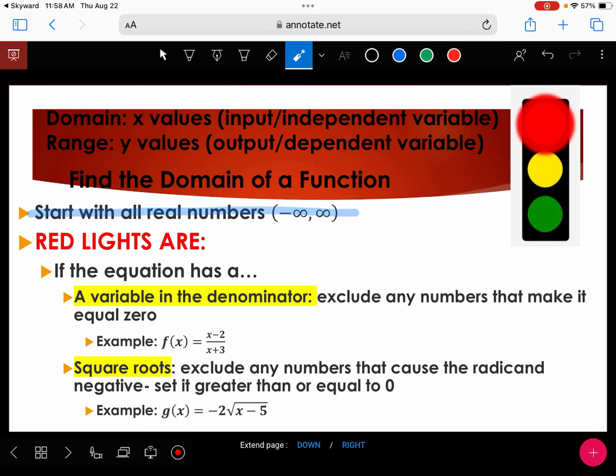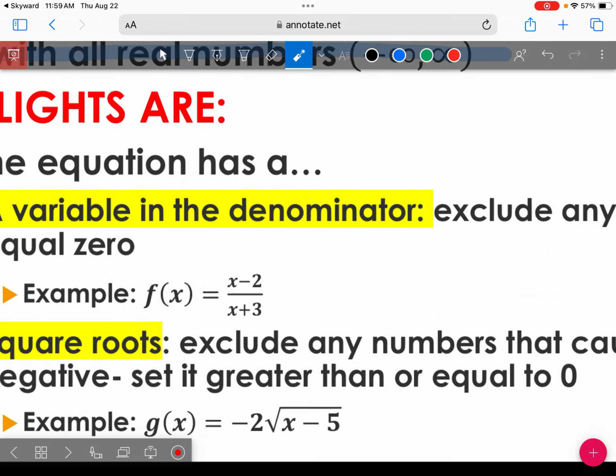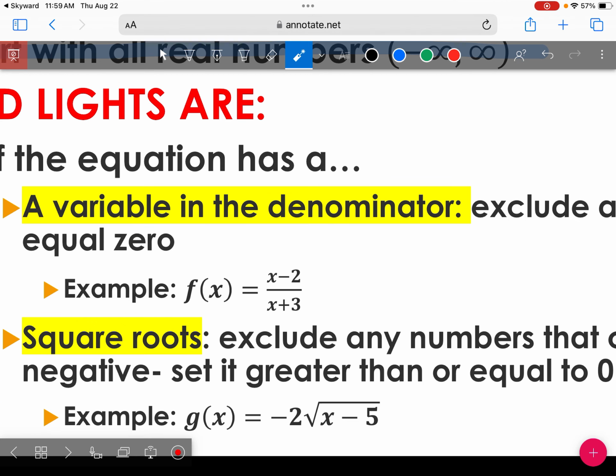So we're going to spend the rest of today just practicing finding the domain. That's it. You need to memorize these two red lights: a variable in the denominator and a square root. I gave you an example. This would not be all real numbers. But if I were to say x minus 2 over 3, that's okay. That has a domain of all real numbers because there's a 3 in the denominator, not an x. It's the x, the variable, that changes the domain.